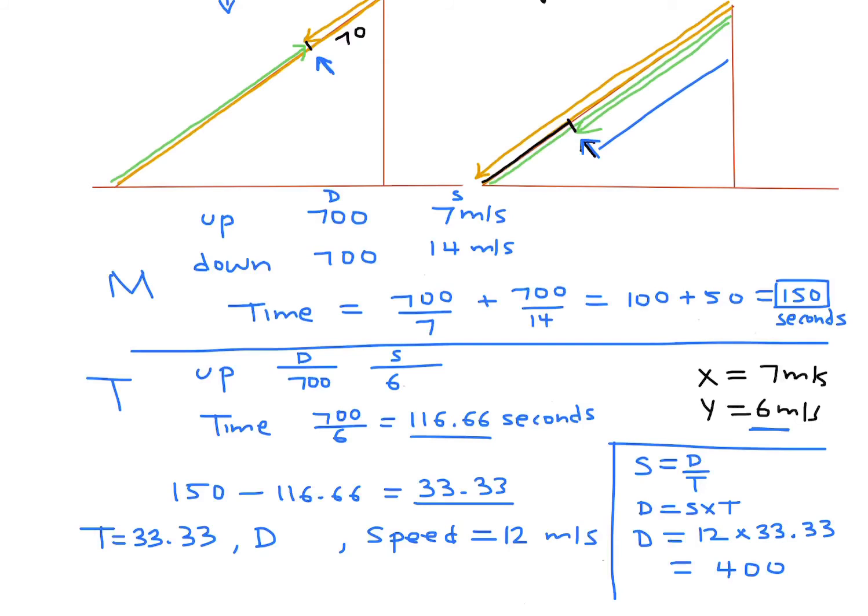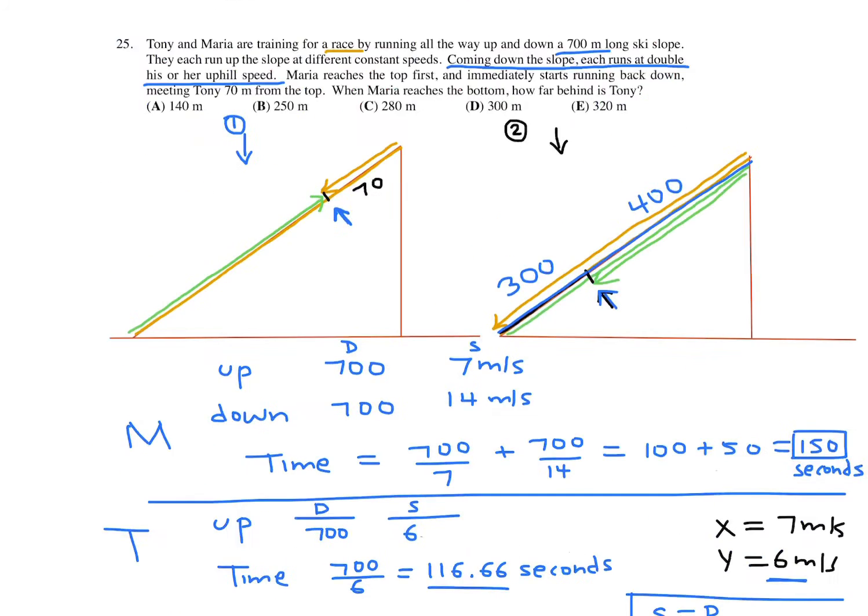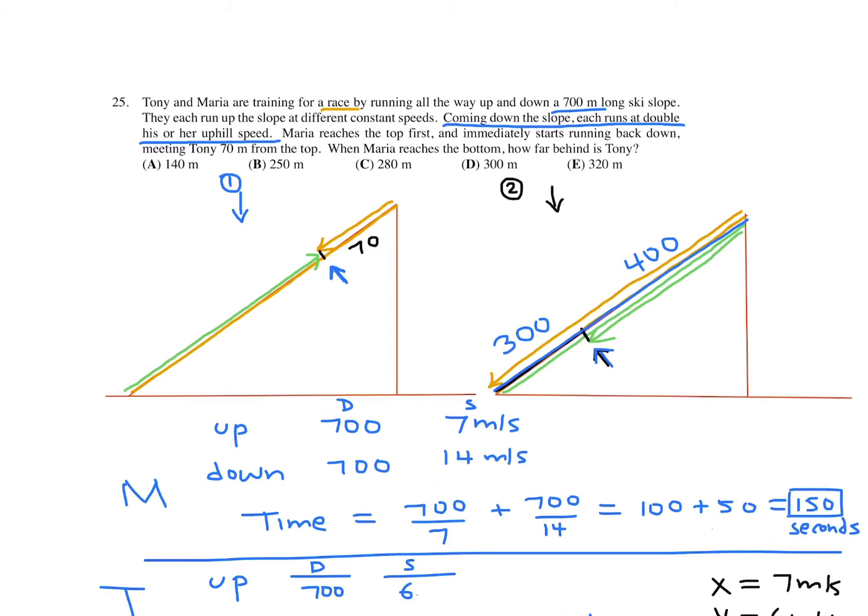So that means from here to here is 400 for him, for Tony. From here to here, all right, is 400. But we want to find this distance. Well, the total distance of the hill is 700, so that distance is 700 minus 400, which is 300. So when Maria finishes this race, Tony is at this point, and that point is 300 meters from the bottom. And therefore, the answer for number 25 is D.